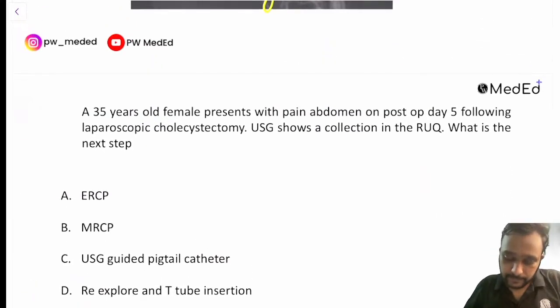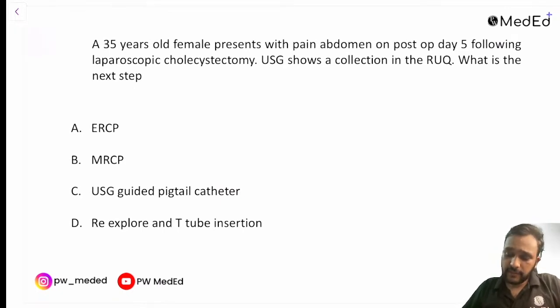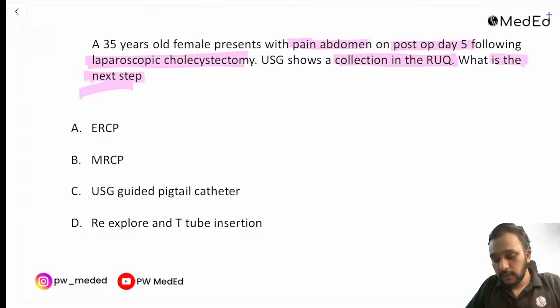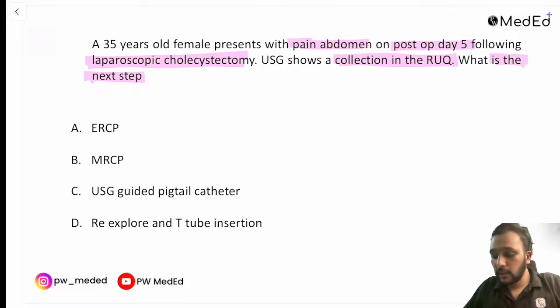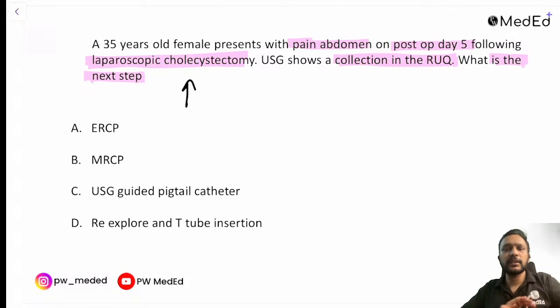So yes, now let us move to the next question. A 35-year-old patient presented with pain abdomen on post-op day 5 following laparoscopic cholecystectomy. Ultrasound shows a collection in the right upper quadrant. What is the next step? Okay, so you can see how the questions are changing in the INI-CET. They are not asking direct radiology questions, so you must be going to the wards and you should be knowing what is happening within the wards.